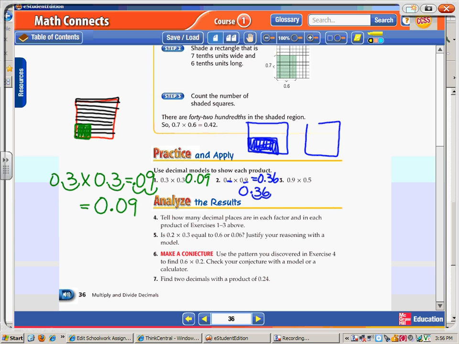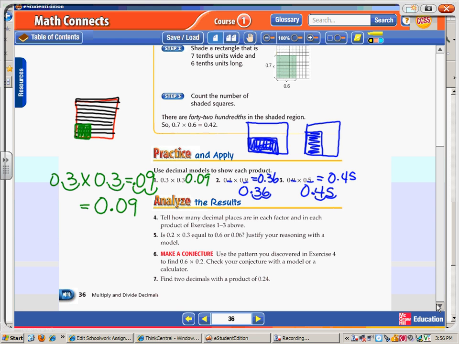Okay. Same with over here. We have our flat because we have a tenth times a tenth. Go up 9, over 5. Count how many are in the shaded area, and you'll have 45 hundredths. Or you're recognizing that 9 times 5 is 45. 2 decimal places. Move over, put your decimal in, and a 0.